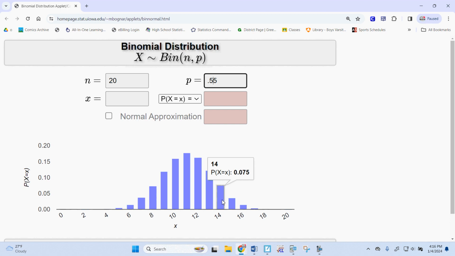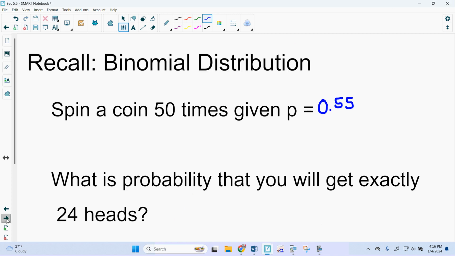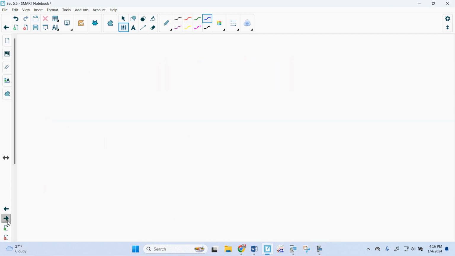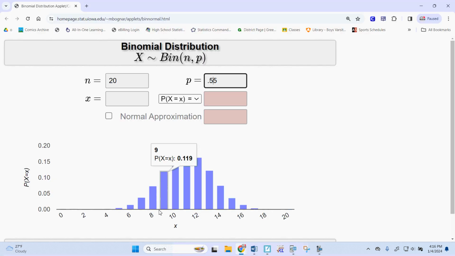If you're finding an individual value, we can do that. But let's say we want to find between 8 and 14. Now we have to add all these up. So one of the things we're going to do is look at a way to approximate our binomial distribution with the normal curve. And you can kind of see this graph looks like a normal curve.